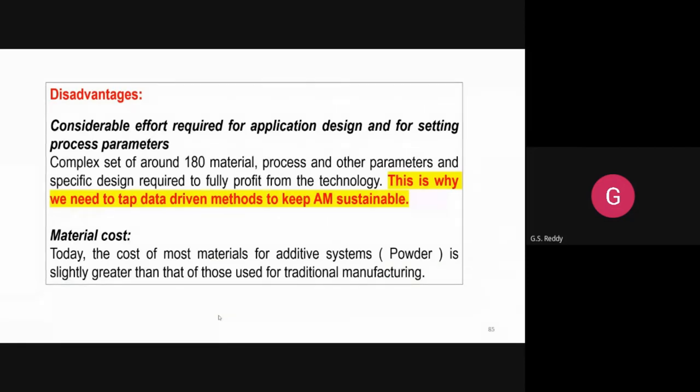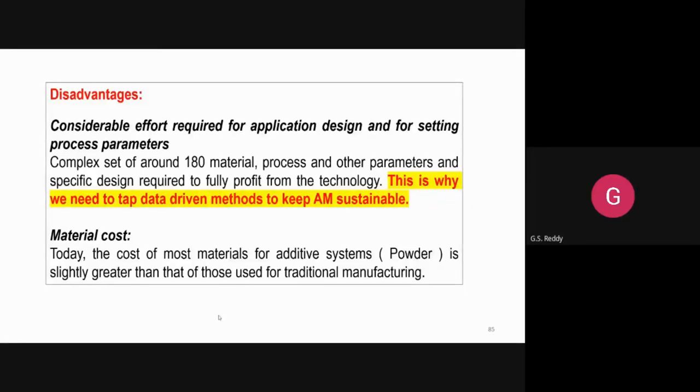Another disadvantage is the considerable effort required for application design and for setting process parameters. A complex set of around 180 material, process and other parameters, and special design are required to fully profit from this technology. This is why we need data-driven methods to keep AM sustainable. Those things we have to incorporate, as more and more you need to deal with and understand the process and material related parameters.